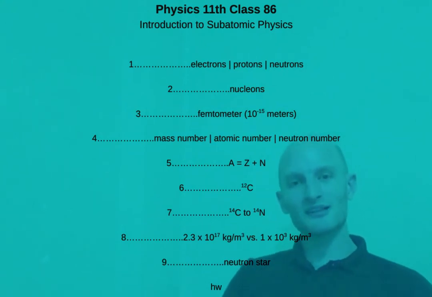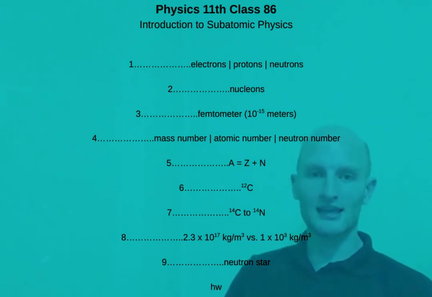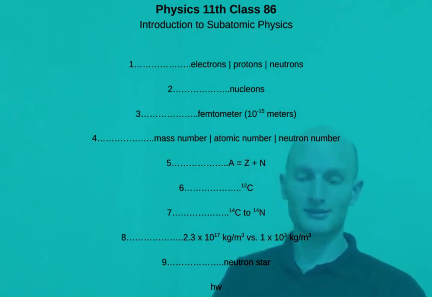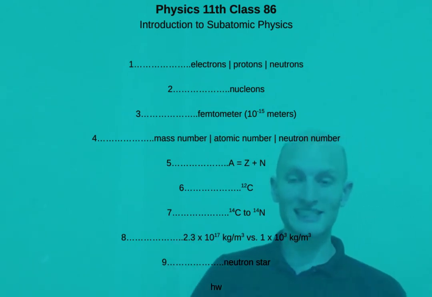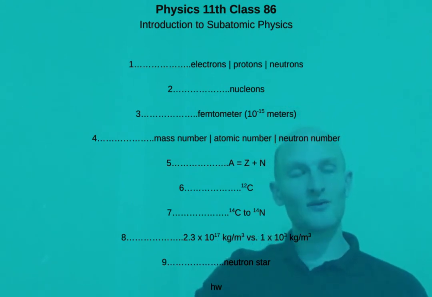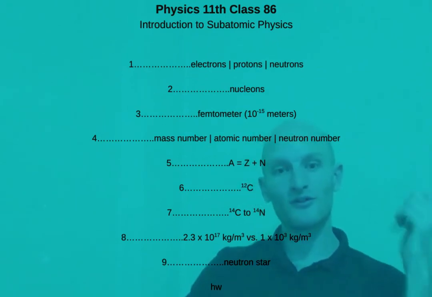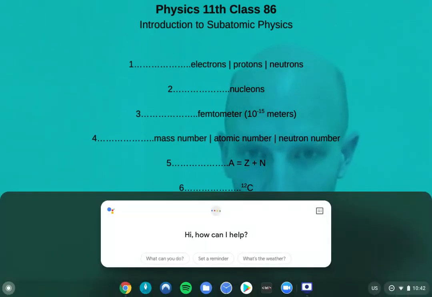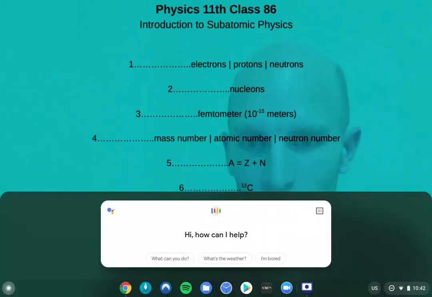Okay, so typically the nucleus of an atom will have neutrons and protons, okay? And neutrons and protons combined, like I said, are what we call nucleons, okay? Now, what in the heck is a femtometer? Well, you guys recently have learned what a picometer is, right? 1 times 10 to the negative 12 meters is a picometer. How many meters is a picometer?